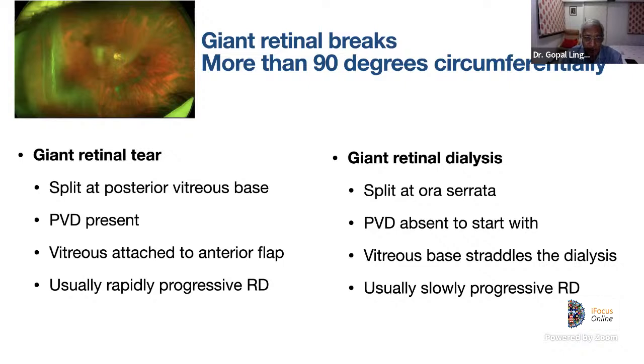In a giant retinal tear, PVD is present, while in a fresh giant retinal dialysis, there is no PVD, and hence the retinal detachment takes some time, after the vitreous undergoes liquefaction. So the vitreous base actually straddles the dialysis, while in giant retinal tear, the vitreous is attached entirely to the anterior flap, and posteriorly there is no vitreous at all. Usually the retinal detachment is very rapidly progressive in giant retinal tear, while in a dialysis it is slowly progressive based on the amount of vitreous that is liquefied.